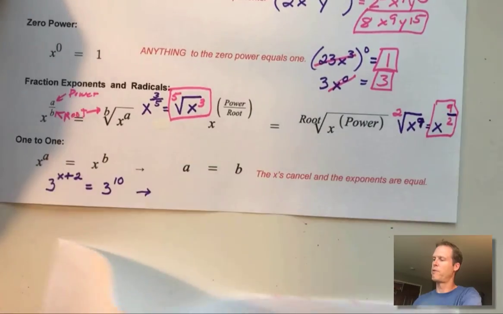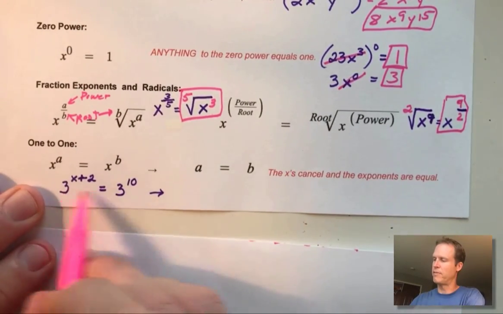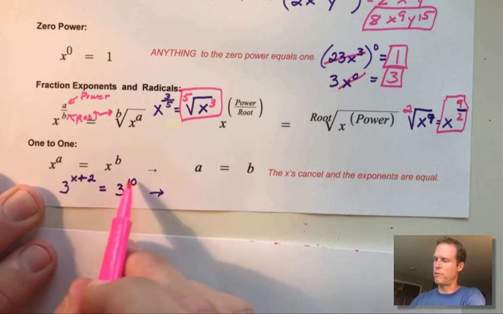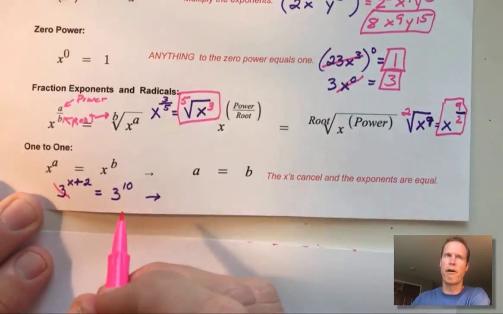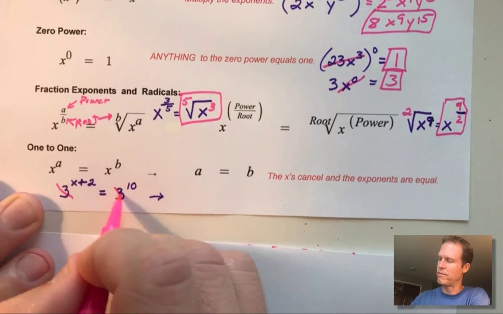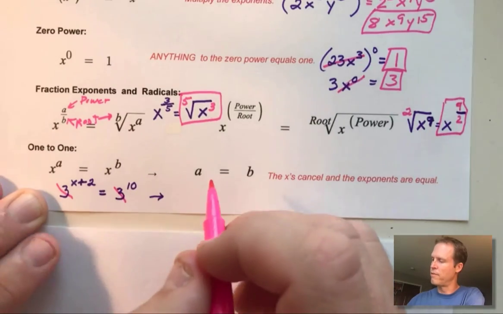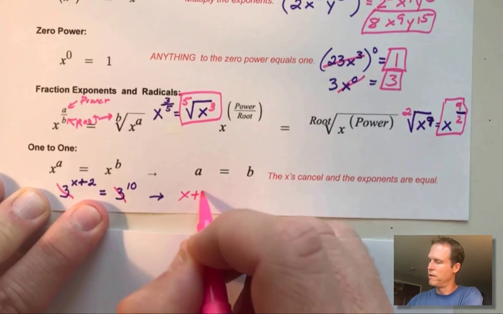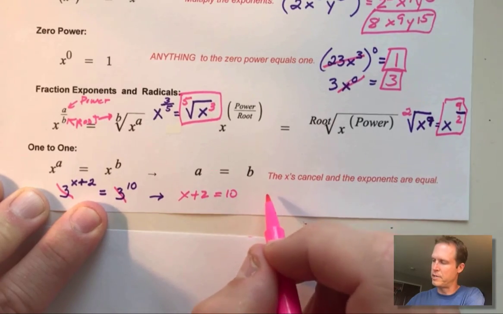Lastly, the 1-to-1 rule: if I have two things with the same exact base, that means the exponents have to also be equal. There'll be some questions in your homework that are a little more tricky than this, but this is the goal. We're trying to get the bases the same so we can then say the exponents are equal. And in this case, x plus 2 equals 10. If I finish solving the equation, you'd say that x equals 8.